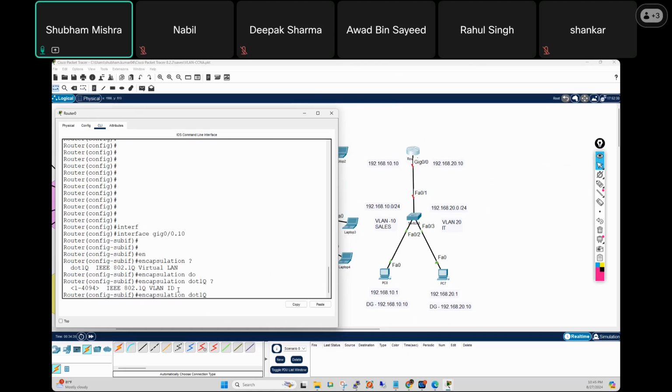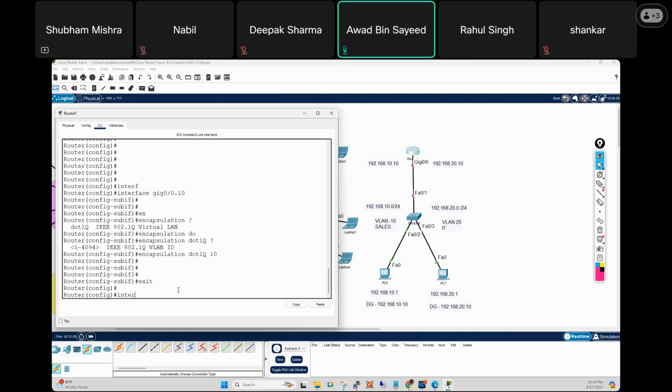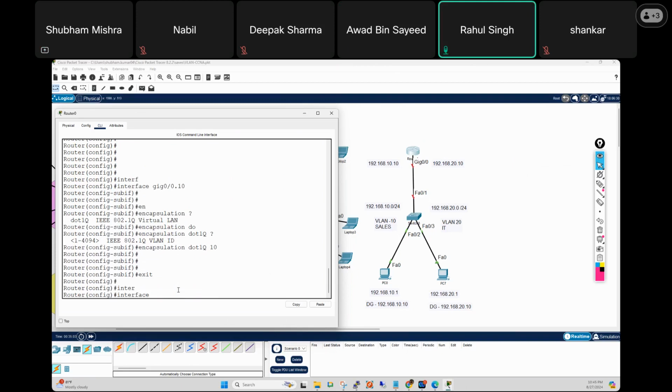You need to perform the tagging here for this sub interface. For which VLAN? VLAN number 10. If gig 0/0.10, this sub interface is a part of which VLAN? VLAN number 10, right? So you need to configure right here VLAN number 10. Any doubt? Tell me. Understand? Yes, sir. It will encapsulate the packet: when the packet reaches, it will just tag the packet with 10 and forward it towards gig 0/0.10.